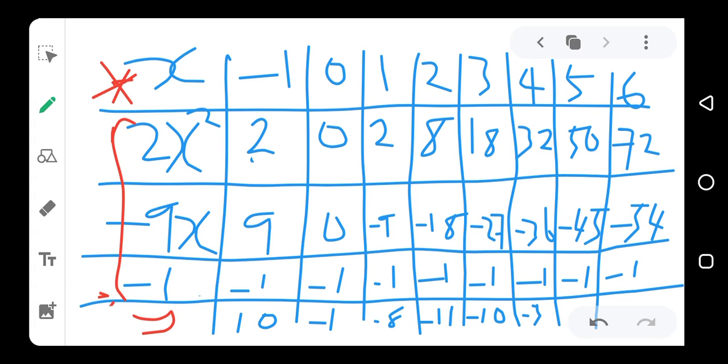This one will give us 4. This one will give us 14, and this one will give us 17. Okay, that is 72 plus minus 54 minus 1. That will give us 17. And this one, 50 plus minus 40 minus 1, that is going to give us 4.